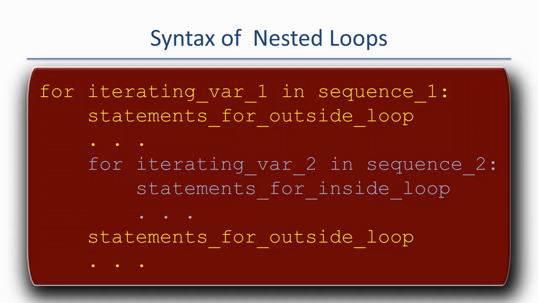What you see in blue here belong to the inside for loop, and what you see in yellow belong to the outer for loop.